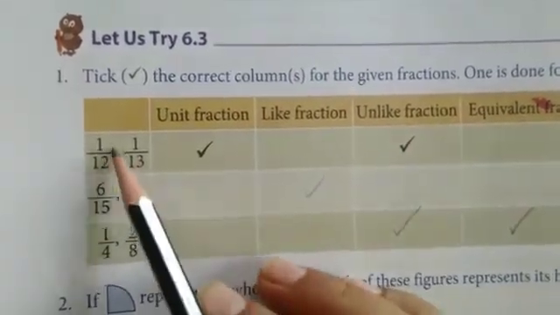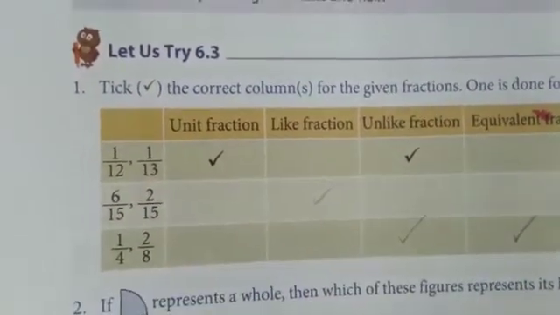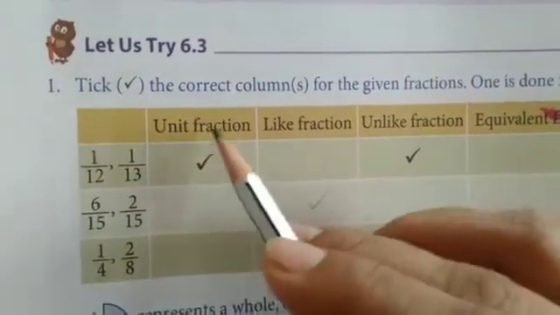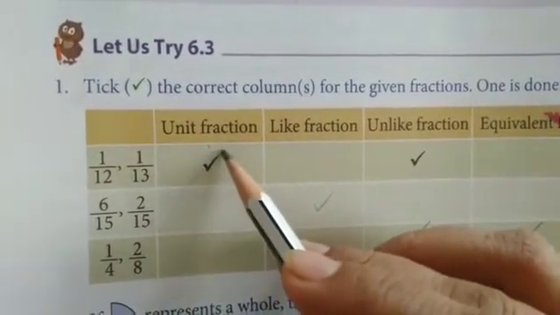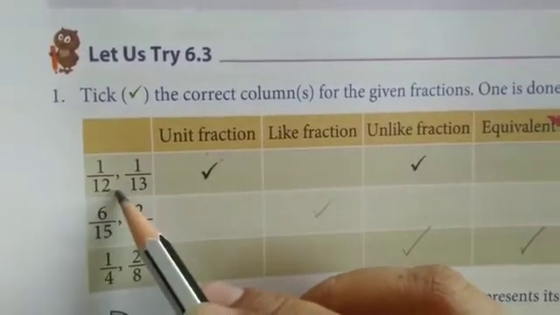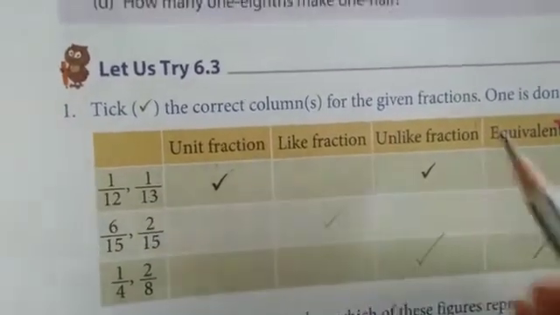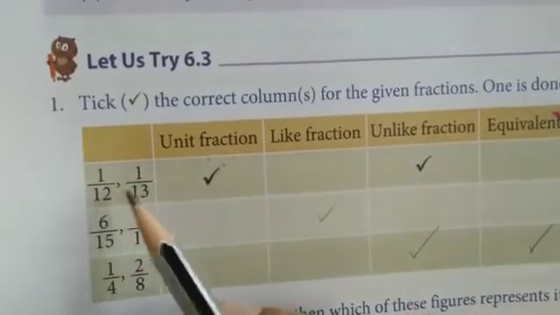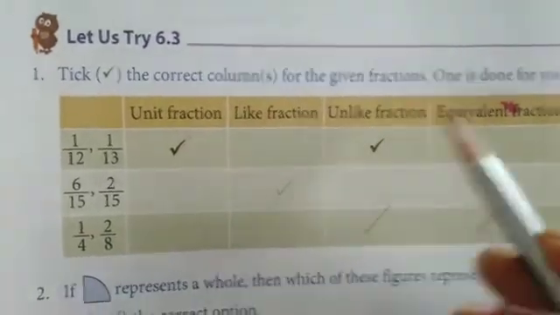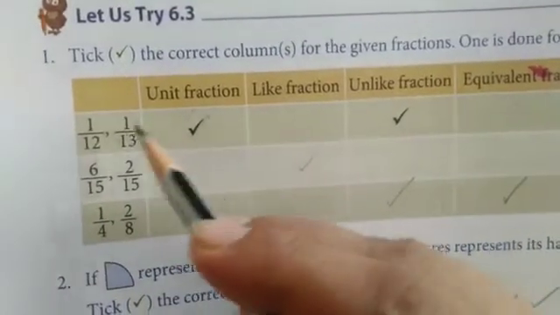So first one, 1 by 12 and 1 by 13, right? So which kind of fractions are there? We can say 1 as a numerator in both the fractions. That's why we can say both the fractions are unit fractions. So we'll tick on that. Like fractions. Yes students, these are not like fractions because both the denominators are different. So we will not tick on that. Now unlike fractions. Yes, we will tick on unlike fractions because both the denominators are different, means they are unlike, so we'll tick on that. Now equivalent, it is not there. I will explain, right? So they are not equivalent fractions.